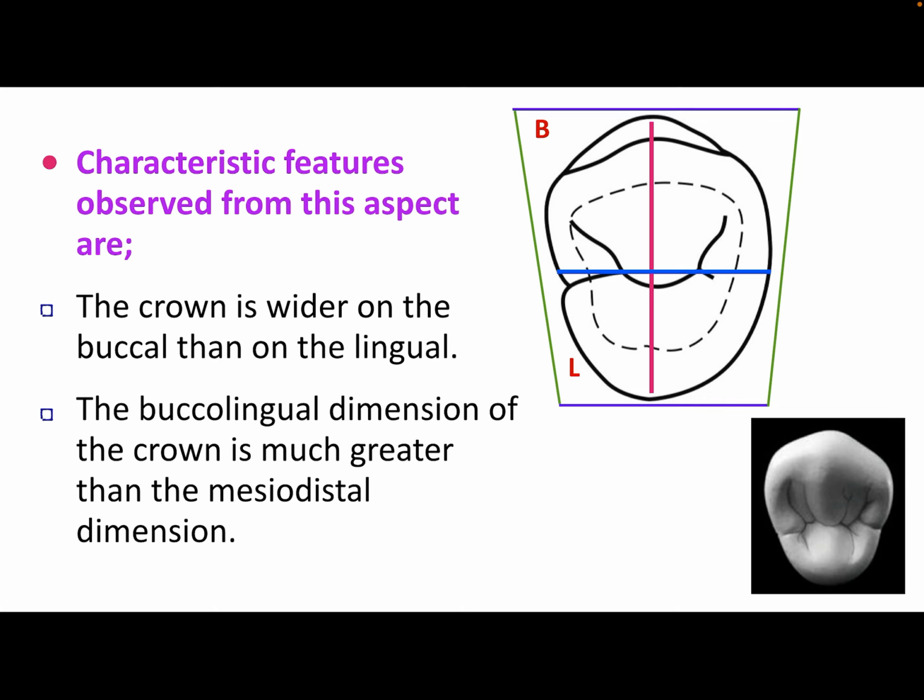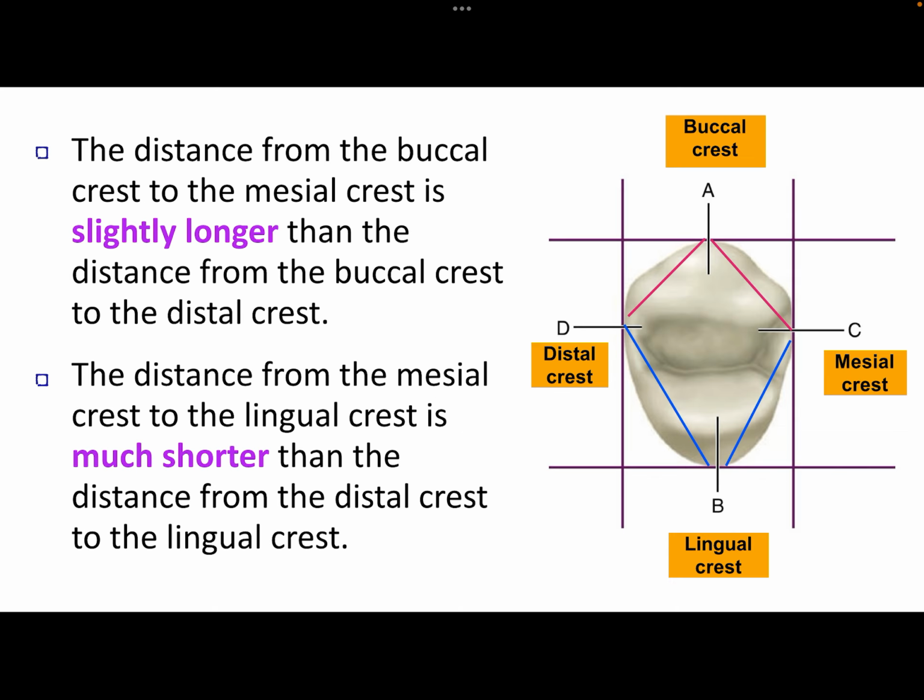The characteristic feature from this aspect is that the crown is wider on the buccal than on the lingual, and the buccolingual dimension of the crown is much greater than the mesiodistal dimension. The distance from the buccal crest to the mesial crest is slightly longer than the distance from the buccal crest to the distal crest, and the distance from the mesial crest to the lingual crest is much shorter than the distance from the distal crest to the lingual crest.